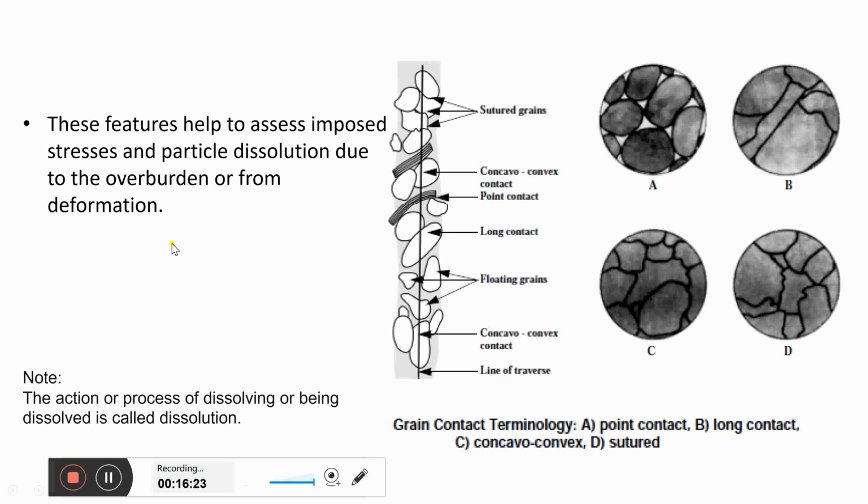These contacts, as I mentioned earlier, will give some assessment of stresses, what type of stress is imposed on these grains, and how the particle dissolution happened in the past. So this information is also important ultimately to define a particular deposition environment for this type of rock. The action or process of dissolving or being dissolved is called dissolution, or you can define dissolution like this as well to understand this mechanism.